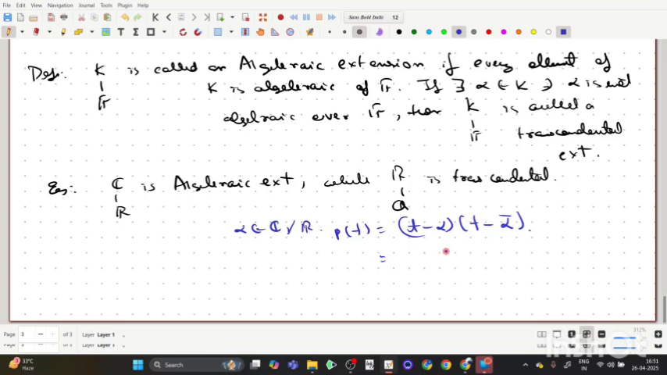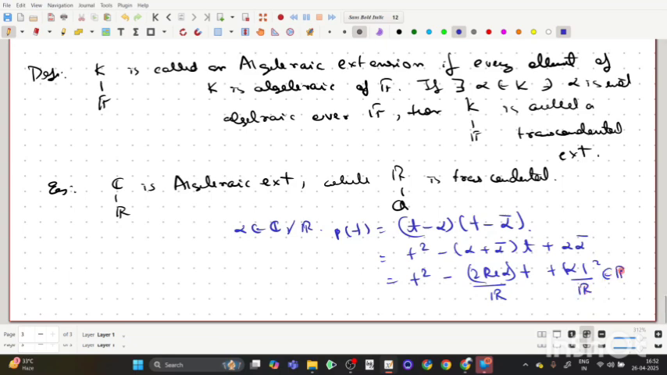And if I expand it, what should I get? I get t square minus (alpha plus alpha bar) t plus alpha into alpha bar, right? This is equal to t square minus 2 times the real part of alpha times t plus mod of alpha square, right? But then this is a real number. This is also a real number. So this is a polynomial over R, right?